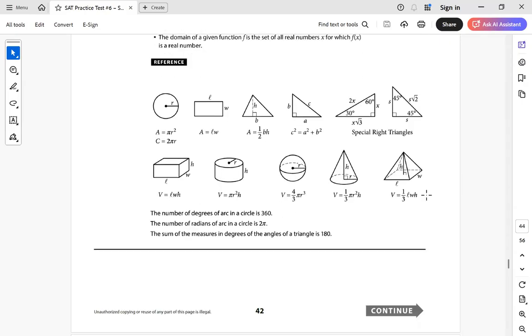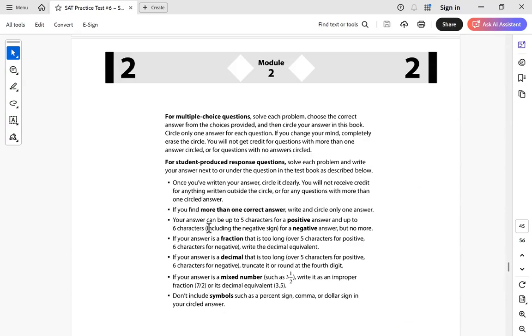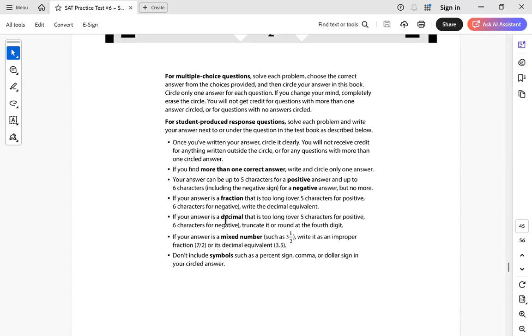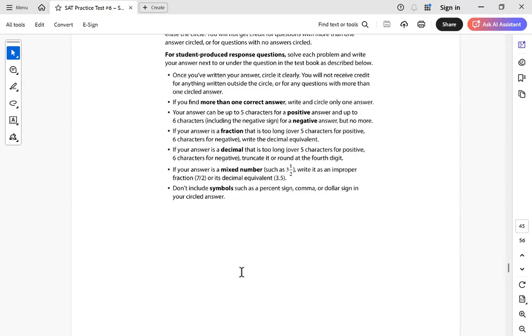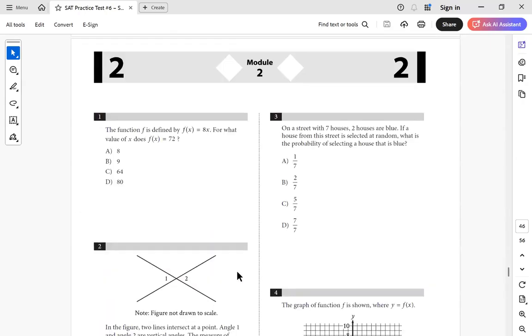On page 42, you can see some formulas, geometric formulas, along with some facts about angles and measurements. And then you'll also see on the next page how the SAT practice test wants you to write answers. On page 44, the actual module 2 starts, and that's where we're going to start.